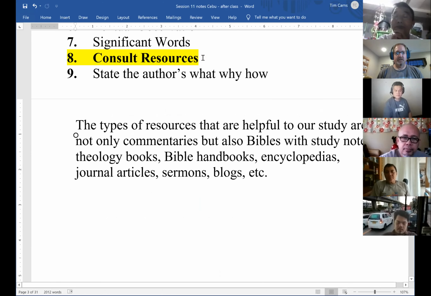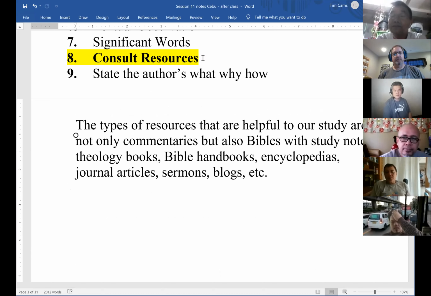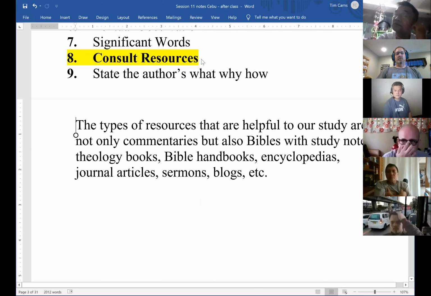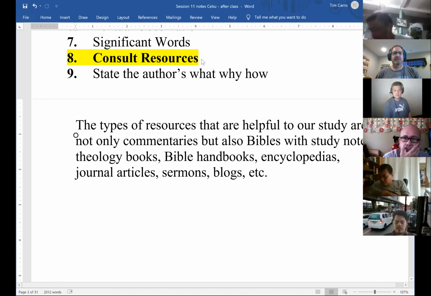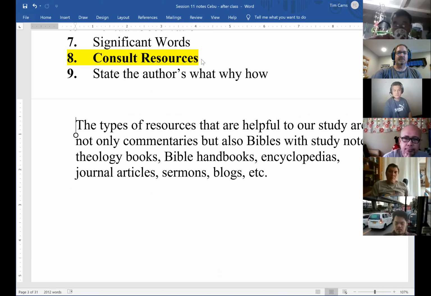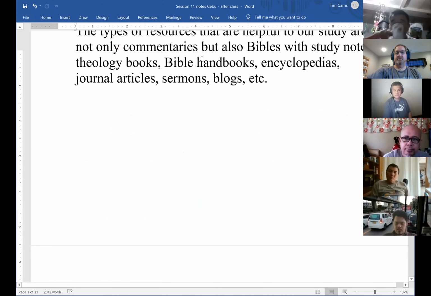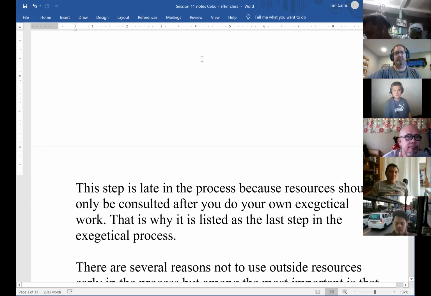The first thing is, as we mentioned last time, the types of resources that are helpful. We're not just talking about commentaries, but also study Bibles or theology books, encyclopedias, sermons, articles that you might find on the internet, things like that. So we're talking about all kinds of resources that would address the particular subject or topics or the passage itself that you're studying. All right, so keep that in mind. It's not just commentaries that we're interested in, though those are also very helpful.